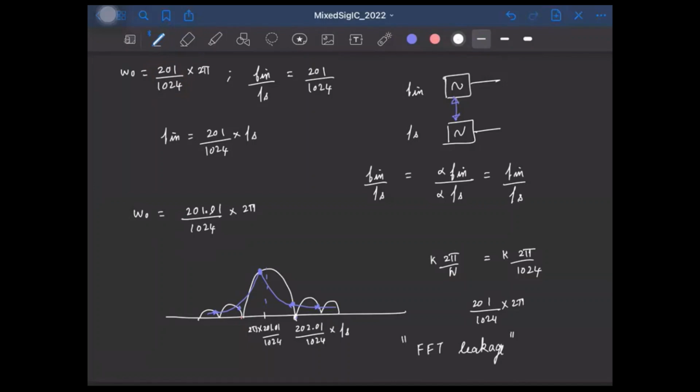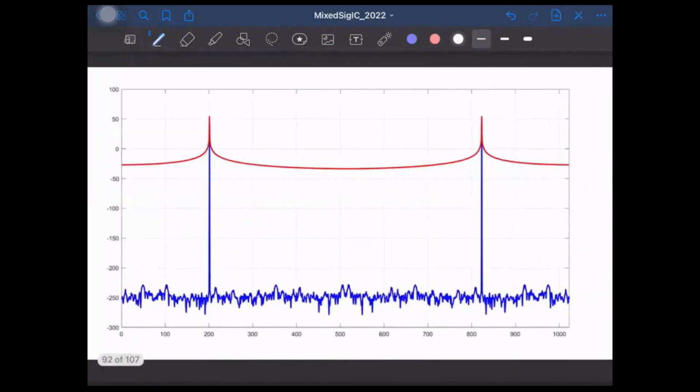So let's just confirm this from simulations. Here I am showing two plots. This is when my input frequency is 201 by 1024 times 2 pi. Again, this is a 1024 point DFT. The second curve is when I change the input frequency slightly to 201.01 by 1024 times 2 pi. And we clearly see that the spectrum shows some kind of a skirt like this.